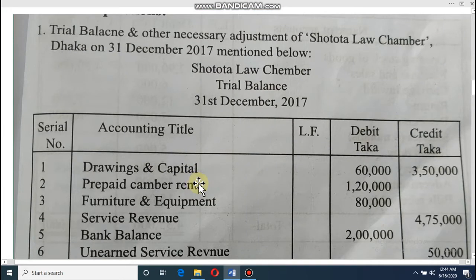Dear student, trial balance and other necessary adjustment of Shatata law chamber. Dear student, in the previous class we discussed there are two types of organization. Number one, it is service related organization, and number two, it is merchandising business, merchandising organization. Dear student, look, it is Shatata law chamber. That means this is a firm of a lawyer.